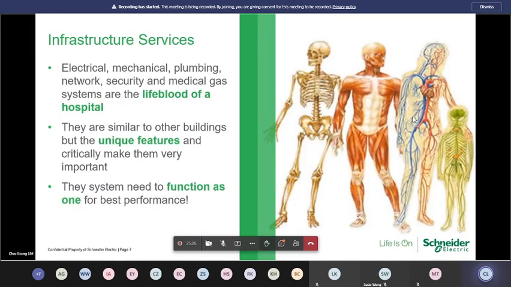Now, having said that, having understood the fundamentals behind it, let's have a look at the infrastructure. Schneider Electric, as you have seen in the video itself, we are not any of those food and beverage providers, etc. We are actually an infrastructure service provider. And when it comes to a hospital, the infrastructure of a hospital is very, very important.